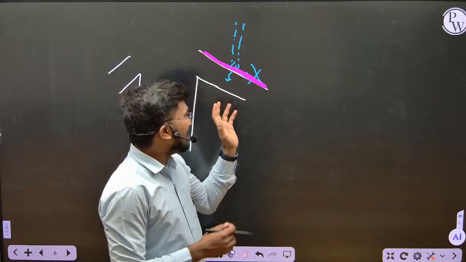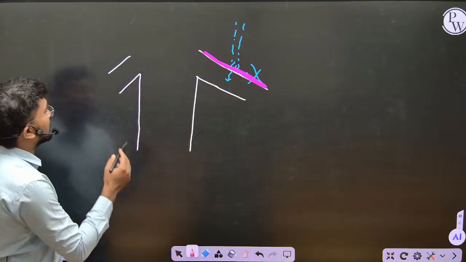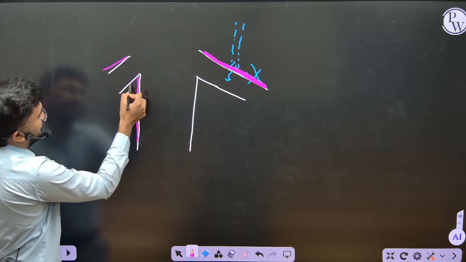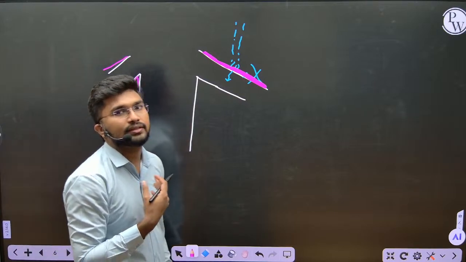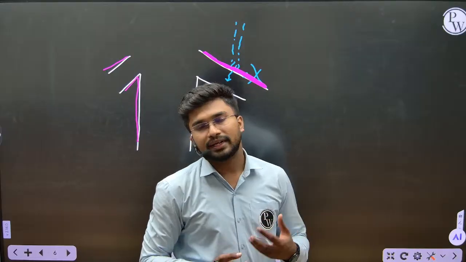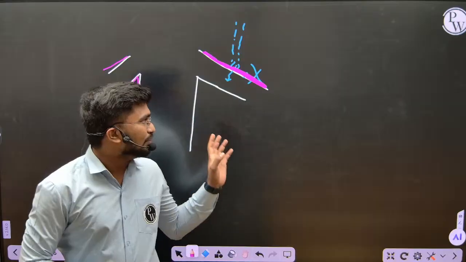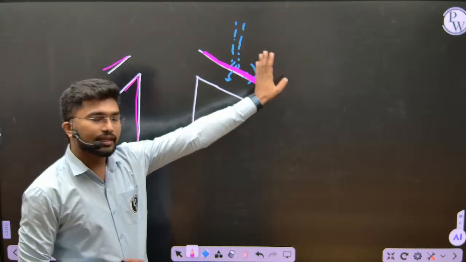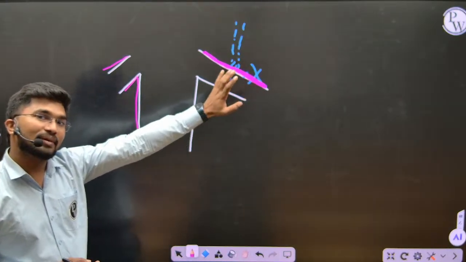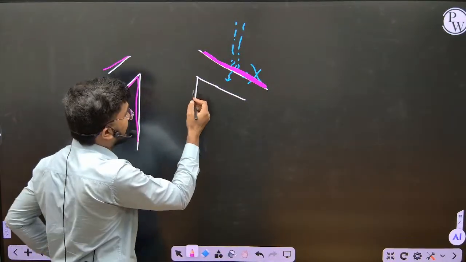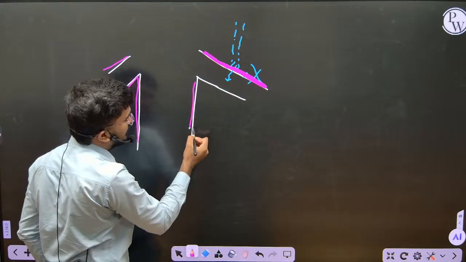Another function of epithelial tissue is that it covers the outer surface of the body and provides protection from mechanical stress. Generally epithelial tissue can be present outside the body as well as inside the body. Let's say this is the body cavity; inside the body cavity also epithelial tissue can be present.